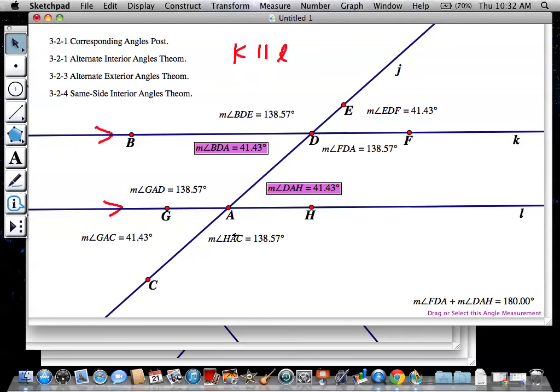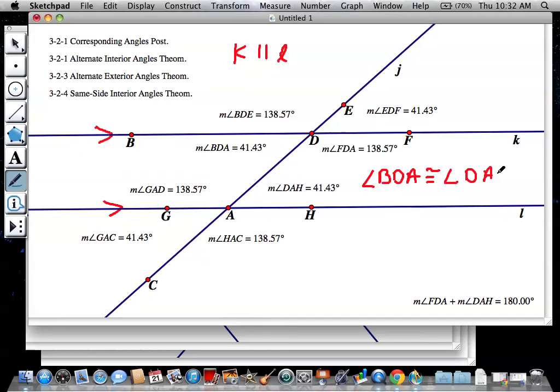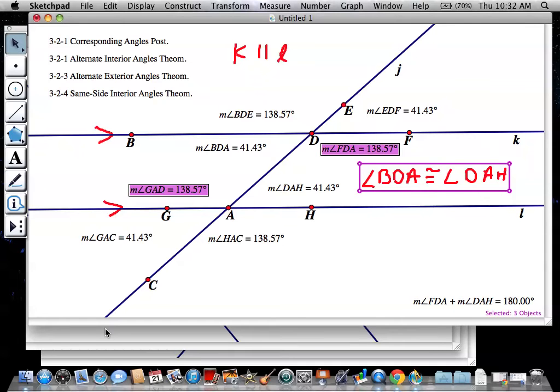So the alternate interior angles theorem states if two parallel lines are cut by a transversal, then the pairs of alternate interior angles are congruent. So that means angle BDA is congruent to angle DAH by the alternate interior angles theorem. The same goes for angle FDA. It is congruent to angle GAD because their measurements are the same. They're alternate interior angles.